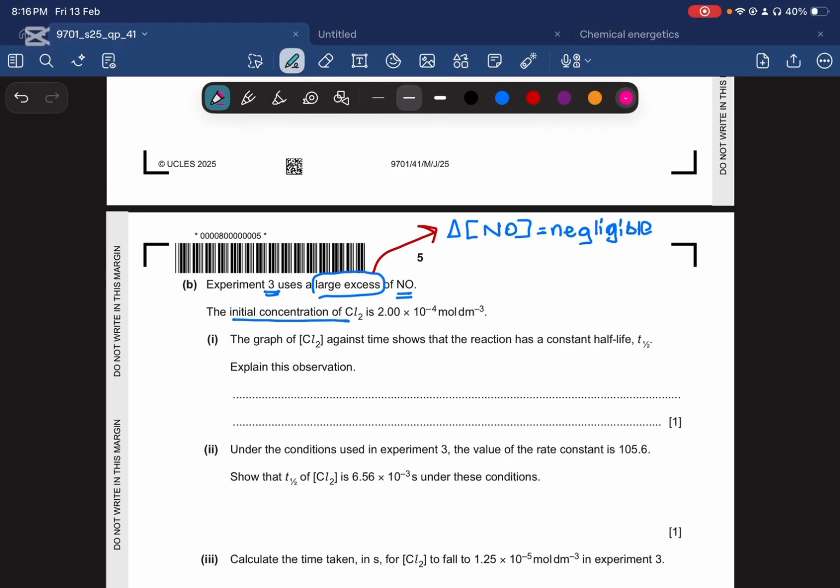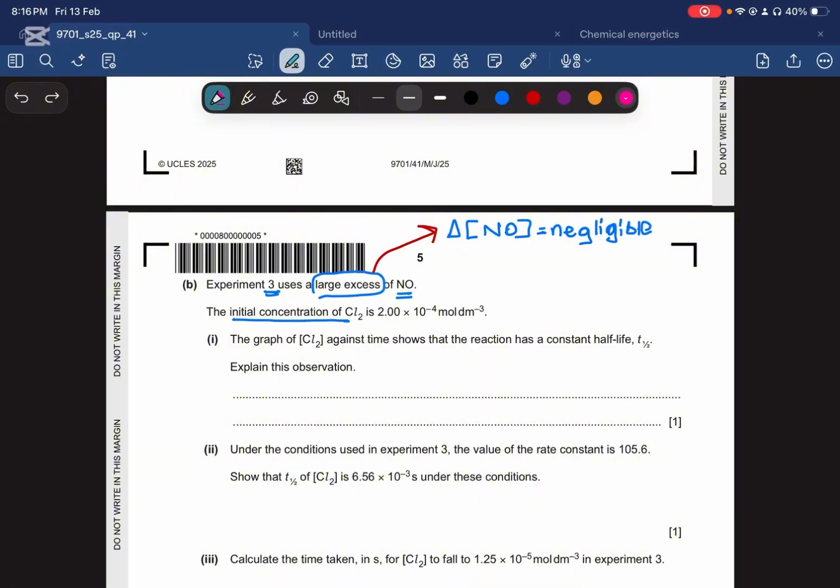So you simply say, okay, NO concentration does not change. Now, many of you would be like, why are we saying it does not change? It is changing. I agree, it is changing. But because we're using a large excess, is the change visible? Is the change noticeable? No. It's so, so small that you don't even consider it. That it's really, really small, forget about it. Yes, that's actually what we do. So the concentration we write down that it does not change.